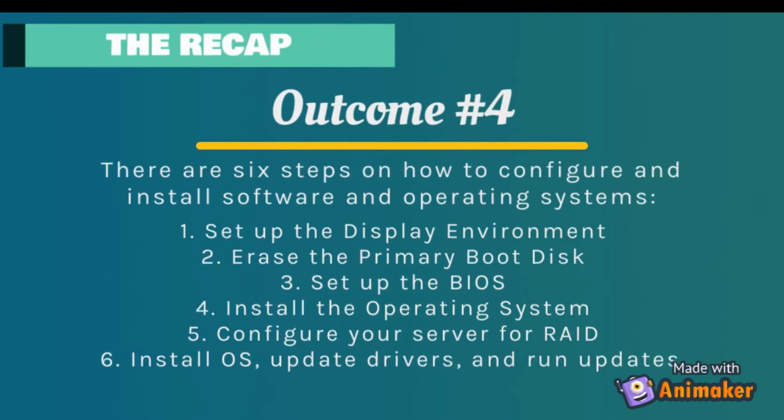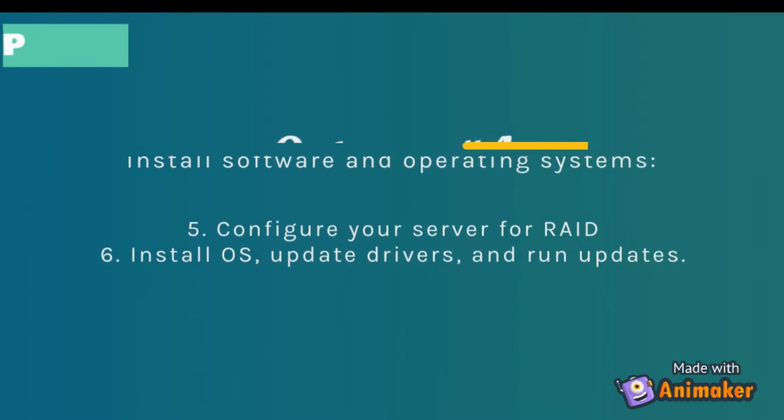Finally, in outcome 4, we learned that there are 6 steps on how to configure and install software and operating systems. First, set up the display environment. Erase the primary boot disk. Set up the BIOS. Install the operating system. Configure your server for RAID. And finally, install the operating system, update drivers, and run updates.